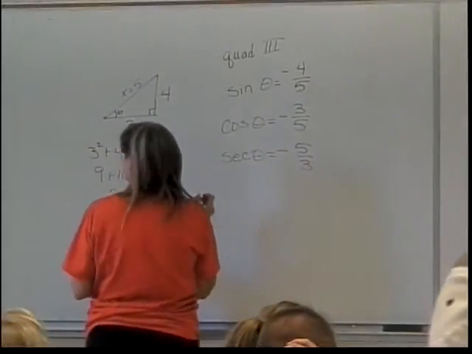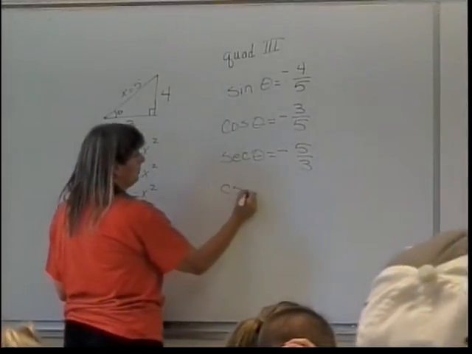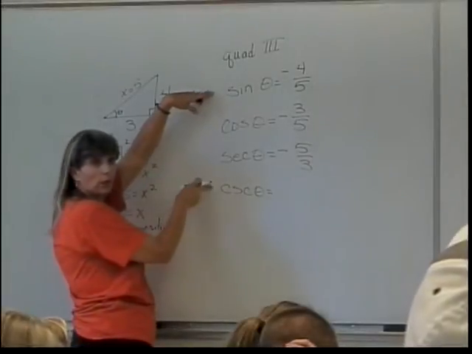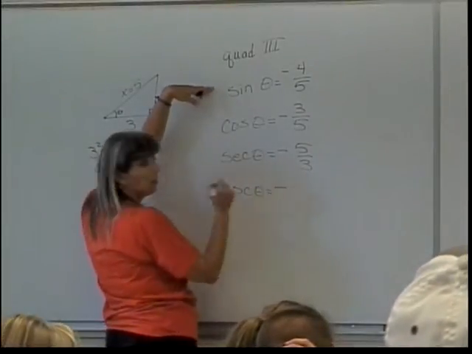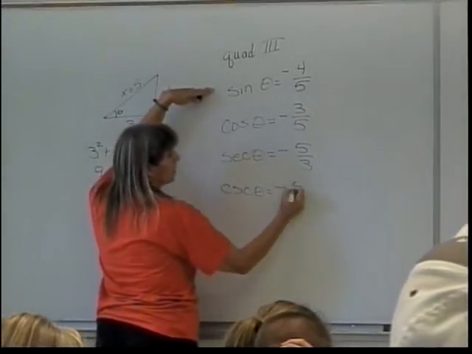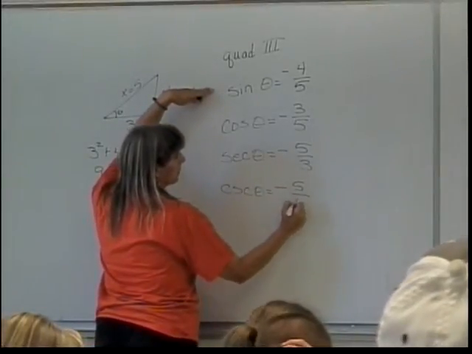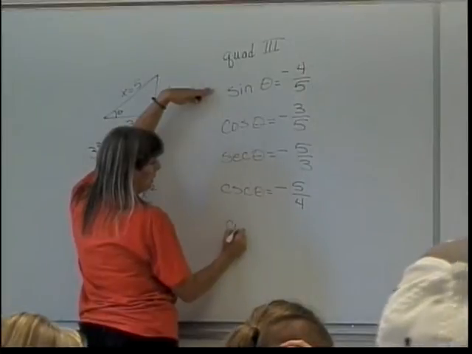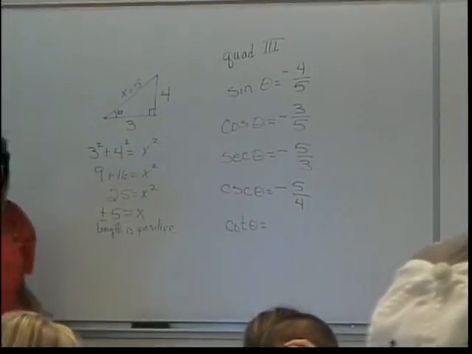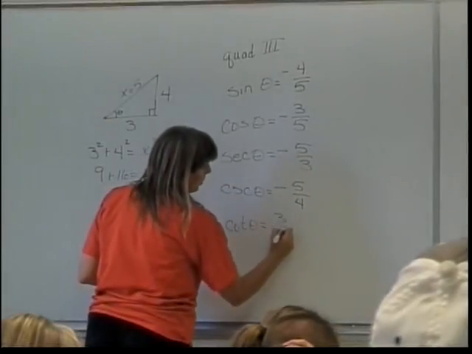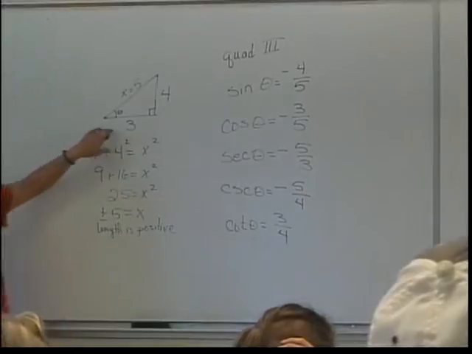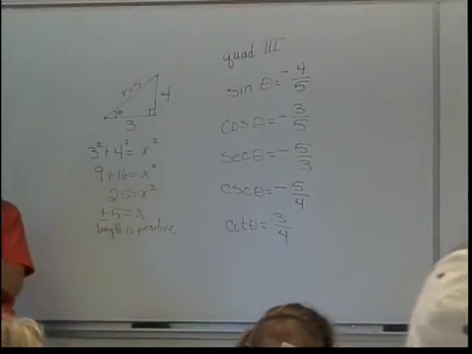What's the next one down there? Cosecant? Negative 5/4. The cosecant and the sine are related, so their positive or negativeness is the same, and it's hypotenuse over opposite. And then the cotangent of theta, 3/4. I can just flip over my tangent, or it's adjacent over opposite.